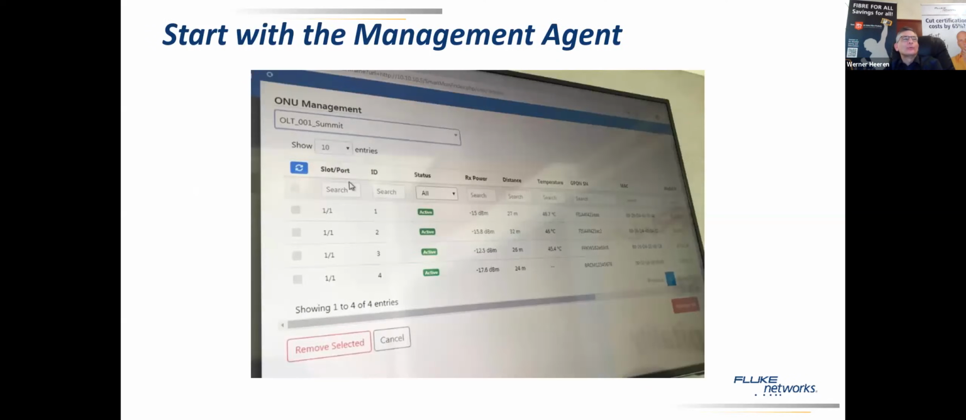You start, of course, with your management agent to check there already. Hey, what is the power you see there? Is that within the range? Is it at a specific distance? You can check there already.